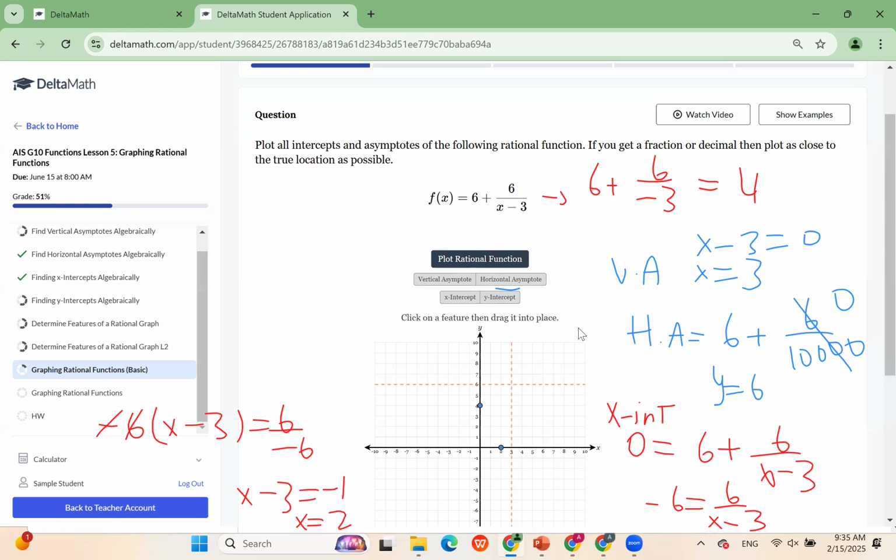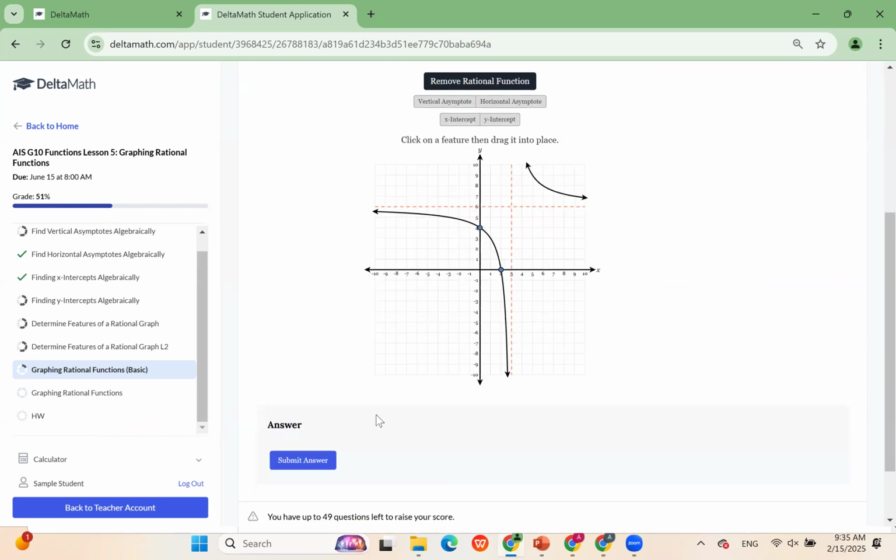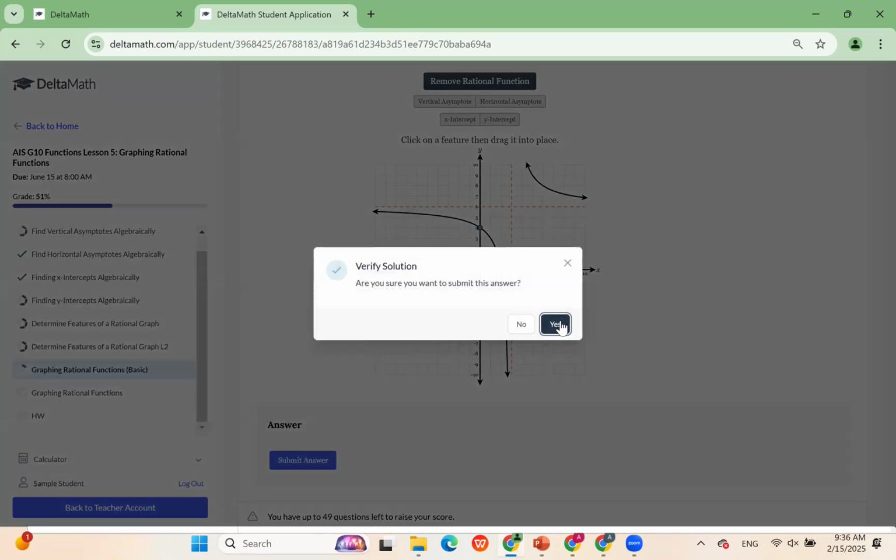So how do you plot the rational function on paper after getting these values? Basically, you draw a curve through these 2 points, and then the other curve will be on the opposite side, like this. So these are the 2 curves. These are not very accurate, but Delta will plot something almost the same. So this is the rational function that we have. We can submit like this.